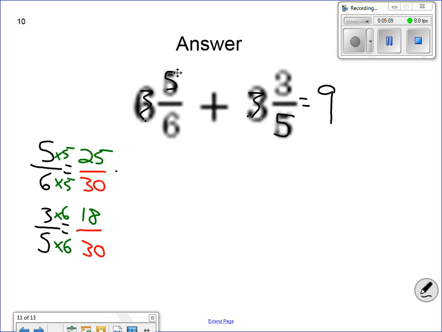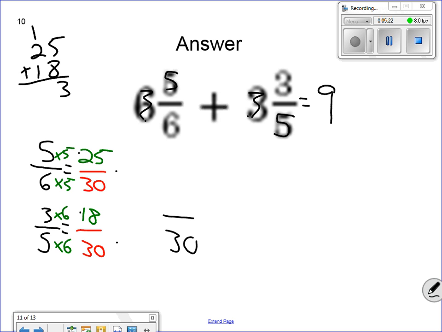Now I have to add these two fractions up. So what do I have over 30? I'm going to add 25 plus 18 up here to make sure I don't make any errors. 5 plus 8 is 13. 1 plus 2 is 3, plus 1 is 4. So I have 43 over 30.